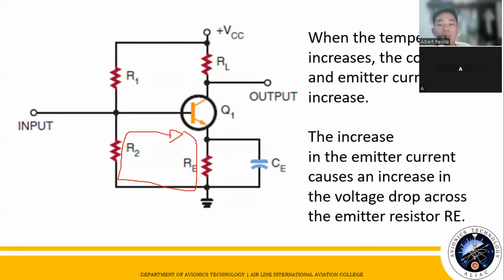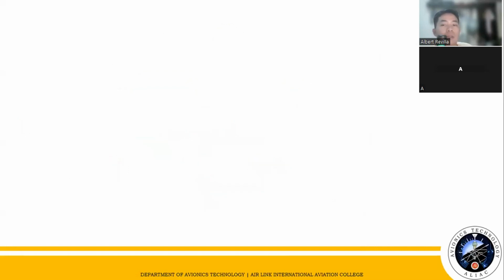The opposite action takes place if the temperature decreases. So the base current increases, causing the collector and emitter currents to increase. Okay, yun naman yung opposite. Ulitin natin, pag si temperature naman ay nag-decrease, coming from here, yung dadaloy naman kay R2 ay also mag-increase. Kaya ang mangyayari kay collector and emitter ay nag-increase.